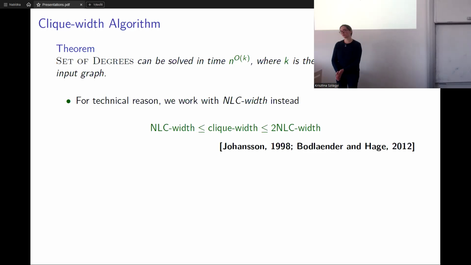So let me now talk about the cliquewidth algorithm in more detail. Our result is that set of degrees MST can be solved in n to the O of k, where k is the cliquewidth of the input graph. For practical reasons, it's easier to work with NLC width, which is basically the same as cliquewidth up to a factor of 2.